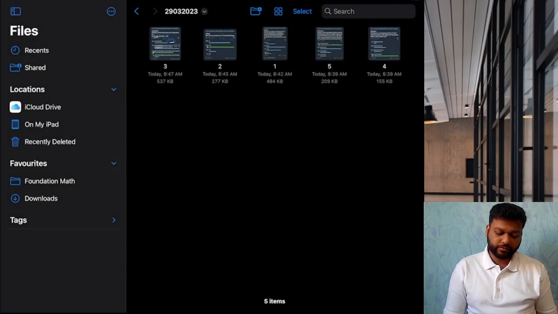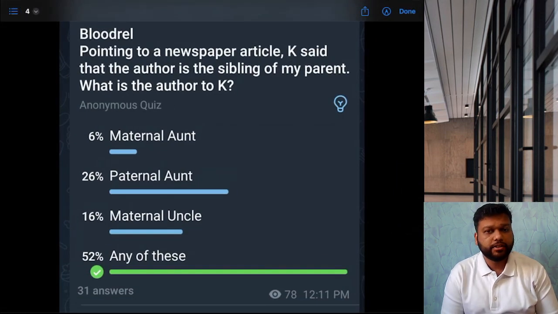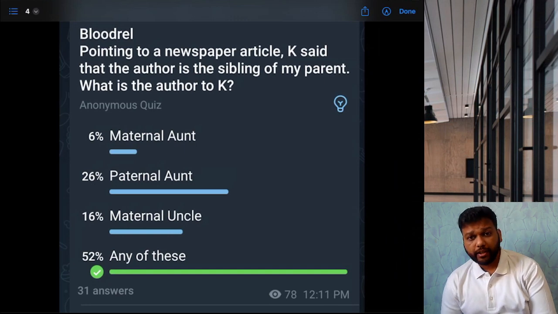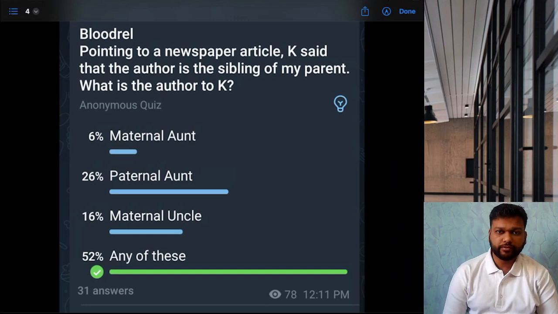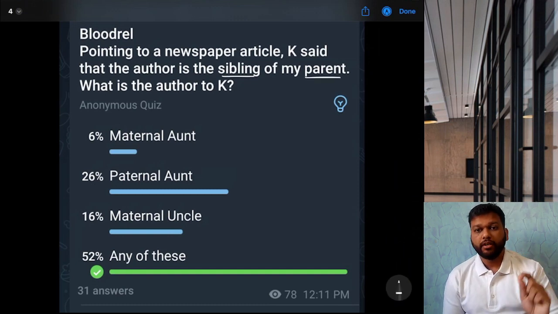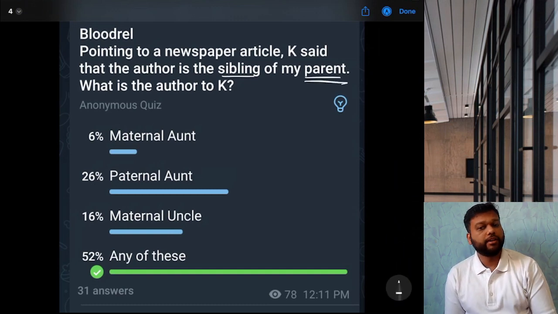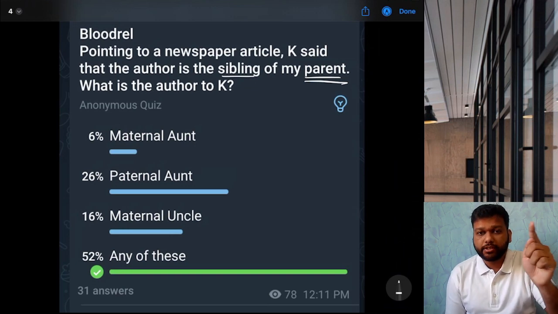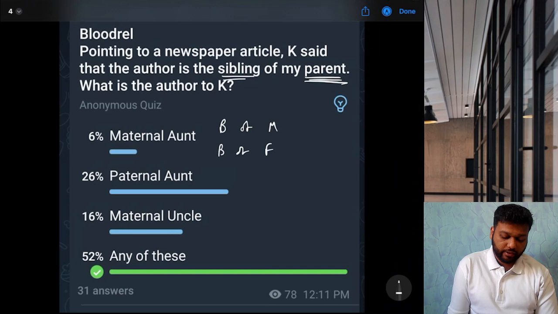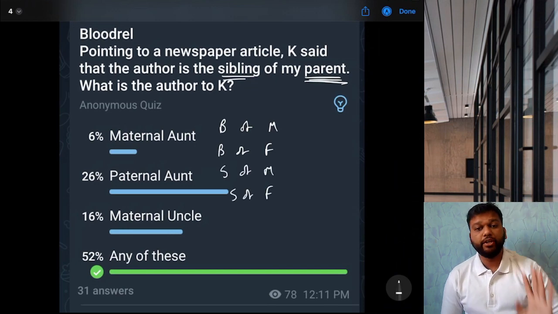Okay. Next, blood relations. Pointing to a newspaper article, K said that the author is the sibling of my parent. Now sibling and parent are gender neutral words. Parent can be mother or father, sibling can be brother or sister. So sibling of parent can be what? Brother of mother, or brother of father, or sister of mother, or sister of father. It can be any of these.